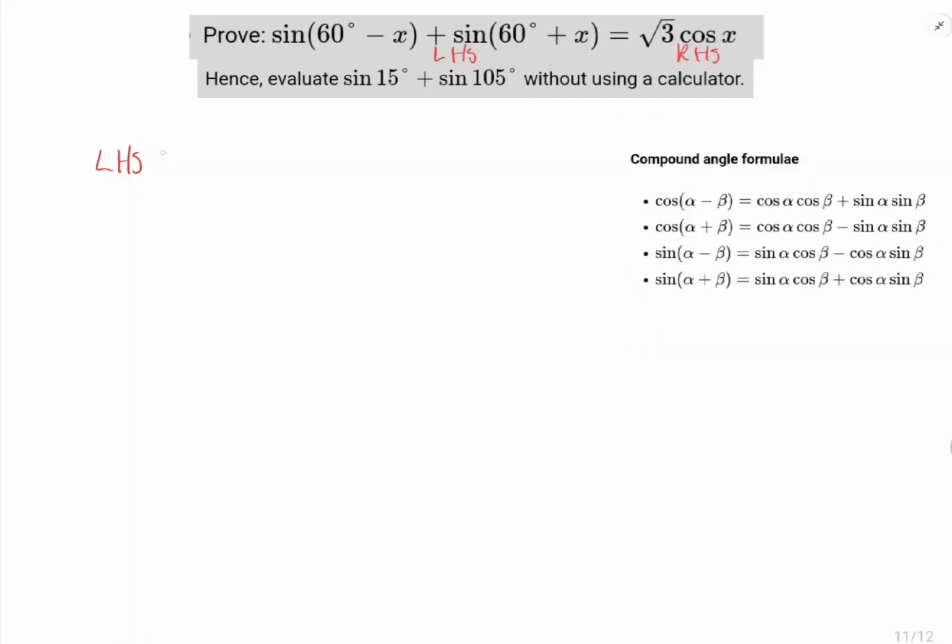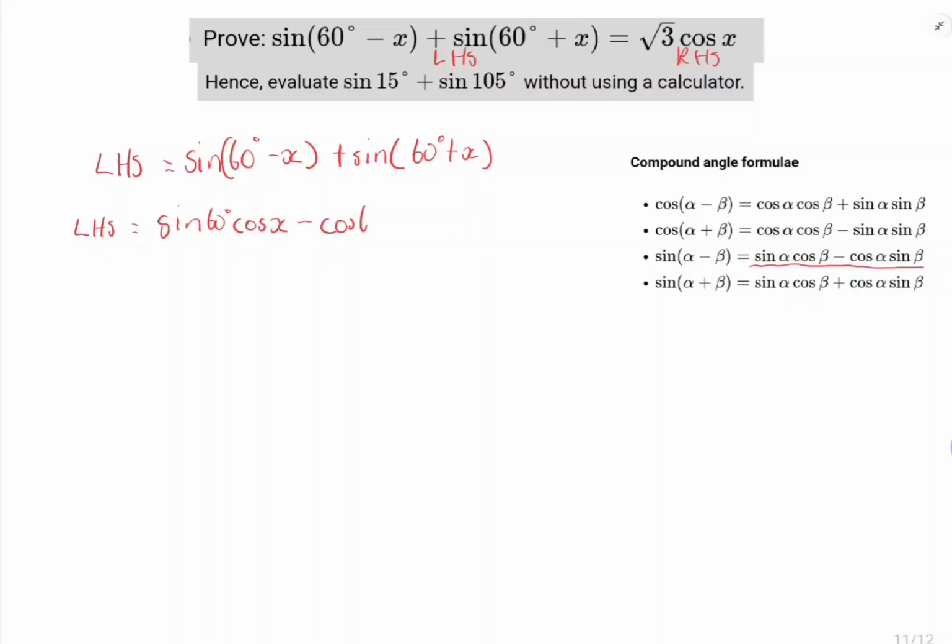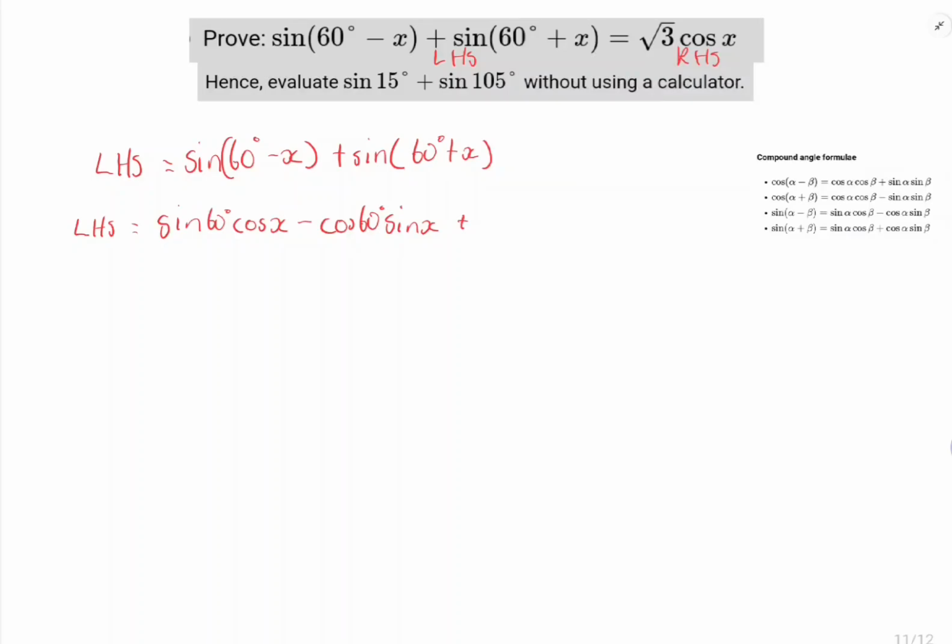Using your compound angle formula, let us write this first down. sin(60 degrees minus x) plus sin(60 degrees plus x). Sine of angle minus angle is in this form over here, so this third one. So we're going to say sin 60 degrees cos x minus cos 60 degrees sin x. You do the same thing with the other one: sine of angle plus angle. It's that one: sin 60 degrees cos x plus cos 60 degrees sin x.